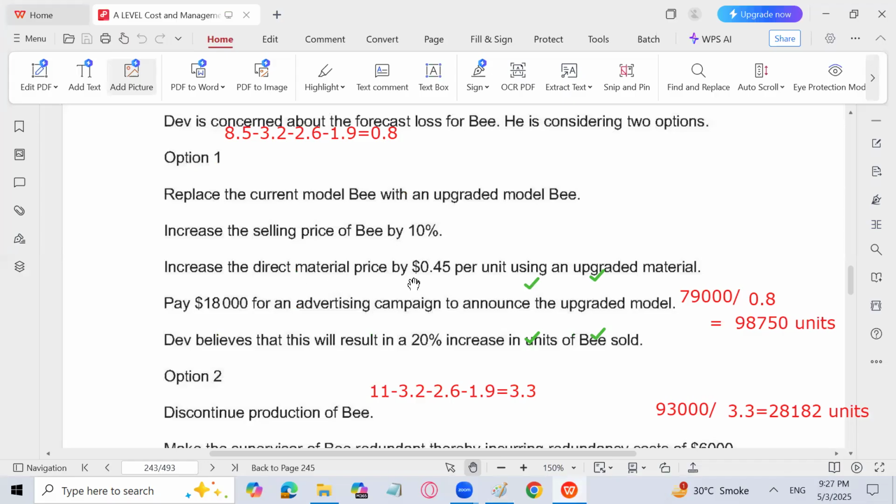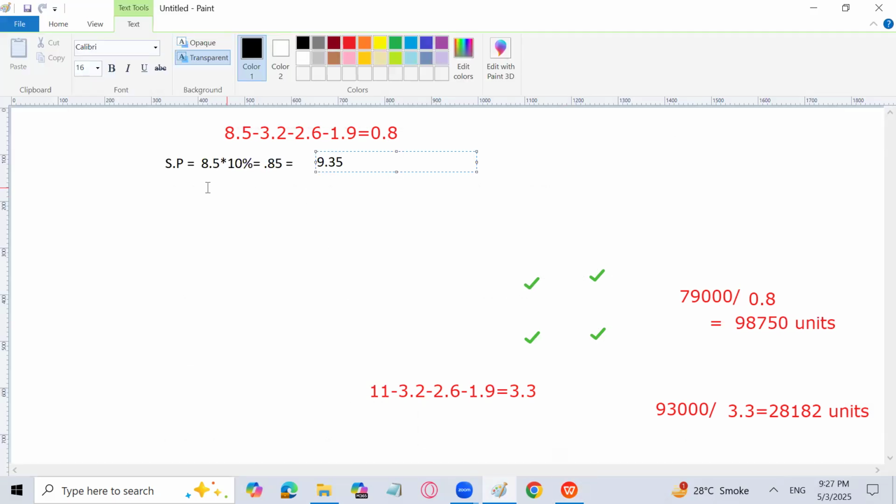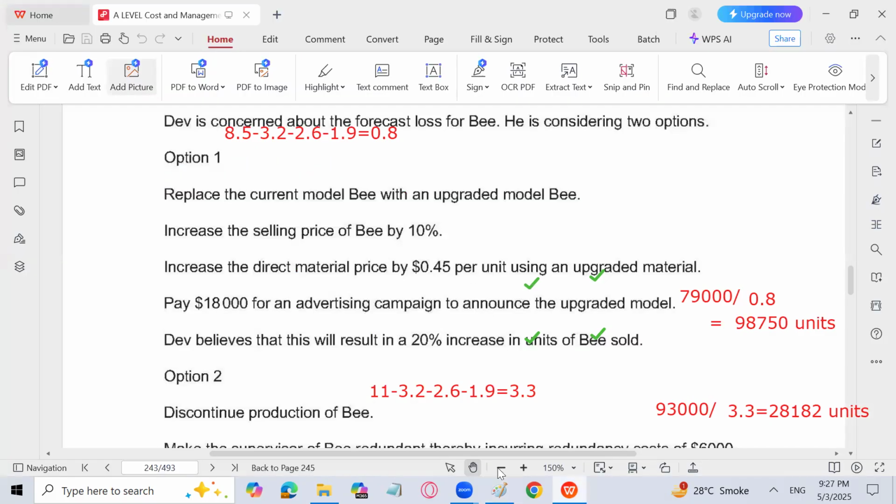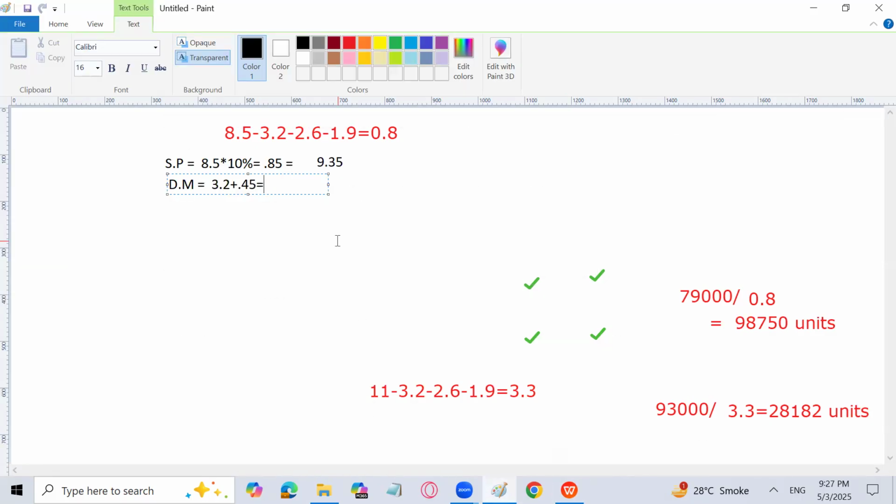Increase the direct material price by 0.45 per unit using an upgraded material. So let's see. The material price is 3.2. पर कहाँ लिखी हुई है बेटा? ये निकाली हुई है ना मैंने यहाँ से contribution जो निकाला था. Selling price minus variable cost per unit. So I can use the amount from there. So that is 3.2 plus 0.45 because there is an increase in the direct material cost by 0.45 per unit. So now what is going to be 3.2 plus 0.45, that is 3.65.